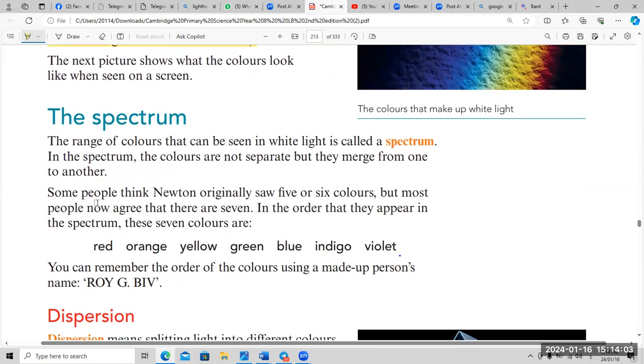The spectrum. What is the definition of spectrum here? It is the range of colors that can be seen in white light. That is the definition of a spectrum. In the spectrum, the colors are not separate, but they merge from one to another. This is very important information here. The colors are not separated, but they merge from one to another.